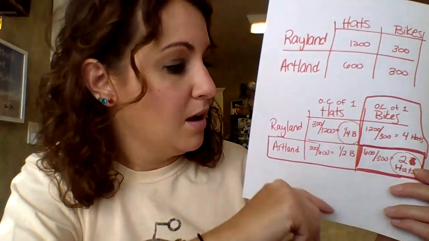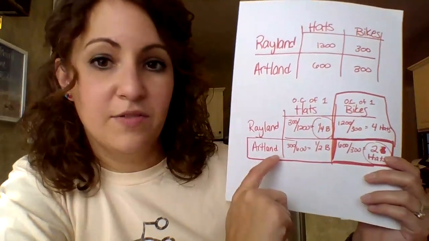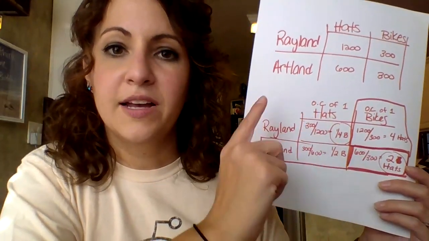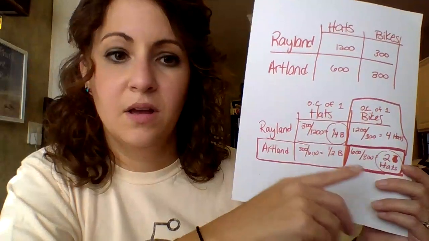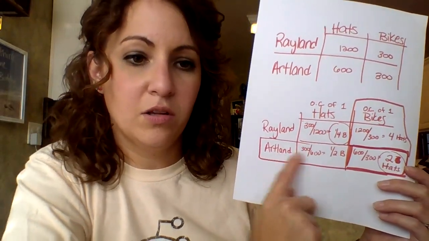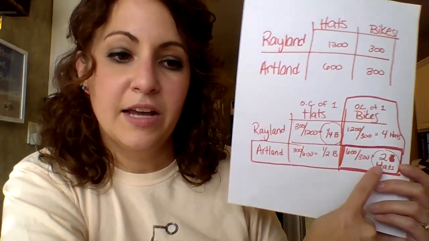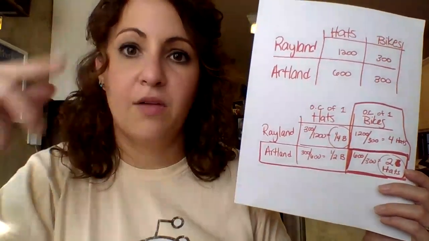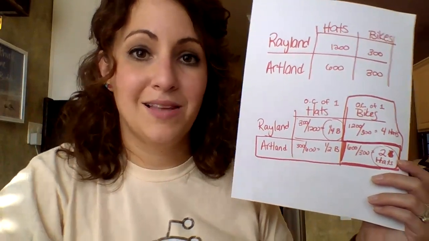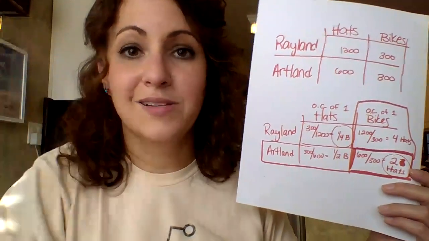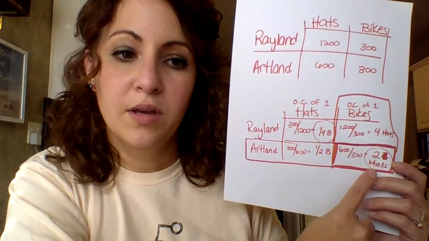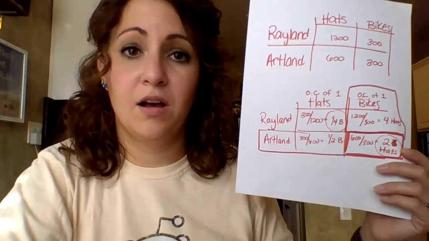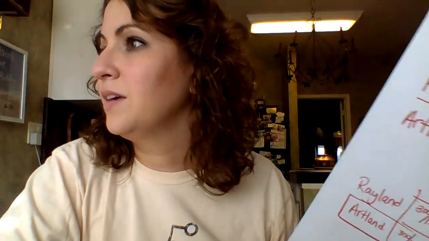Okay, so Artlyn, if they were to make one bike, that's what the fractions are for, to figure opportunity cost for one. So you go to Artlyn, opportunity cost of one bike, it should be 2 hats. Remember, what you're giving up is the other thing. So the cost of a bike is a hat, and the cost of a hat is a bike. So that number 2, 600 divided by 300, is 2 hats, because that's the cost of one bike.